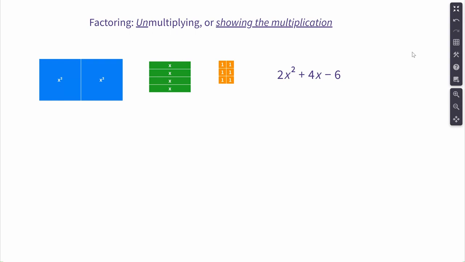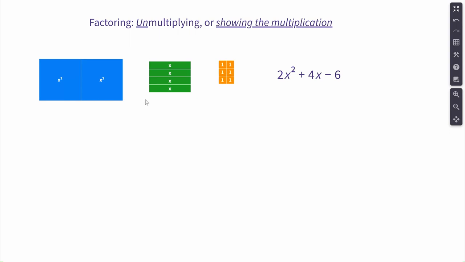Factoring, whether it be in arithmetic or in algebra, is just the process of unmultiplying or undistributing or showing the multiplication that happened to make the expression that you have or the number that you have. Today, I want to talk about 2x squared plus 4x minus 6 and how we might factor that expression.